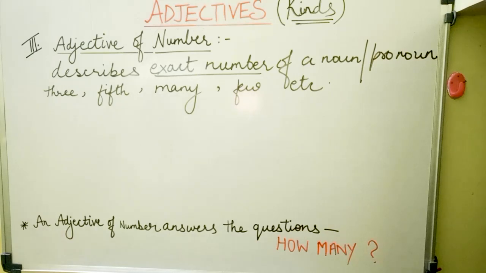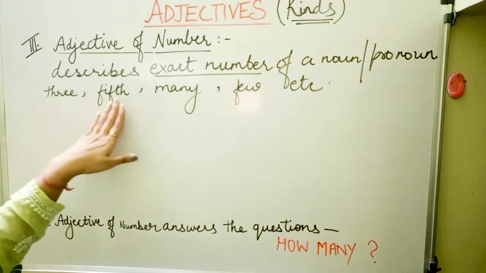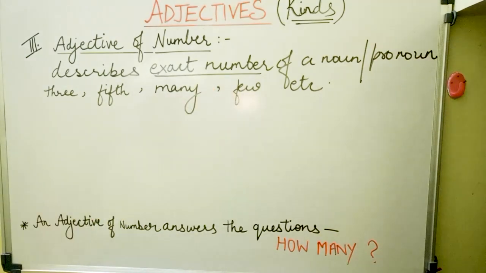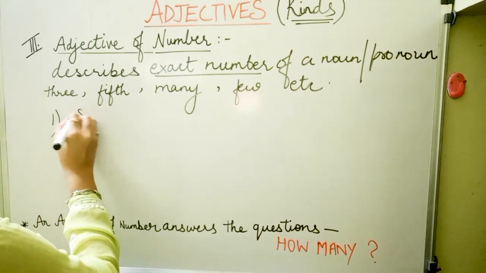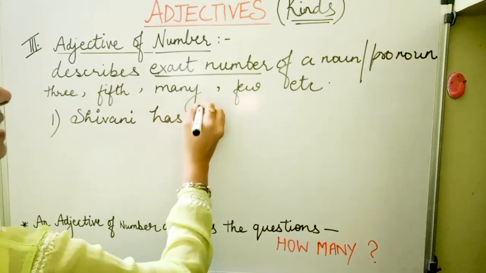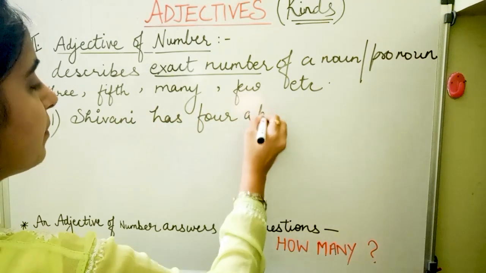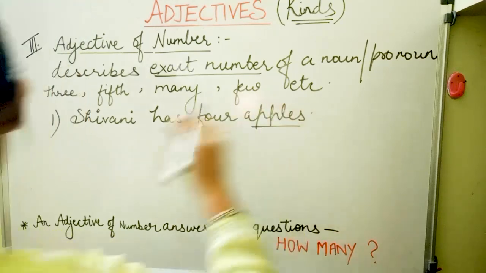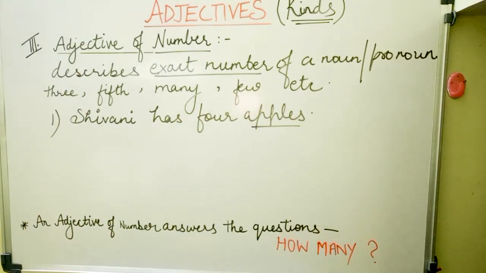The third kind of adjective is adjective of number. Adjective of number describes the exact number of a noun or pronoun. For example, three, fifth, many, few, etc. The number that can be counted. Now let's take a few sentence examples. For example, I say, Shivani has 4 apples. So apples is a noun and the number that is describing this noun is 4. So 4 here is an adjective of number.